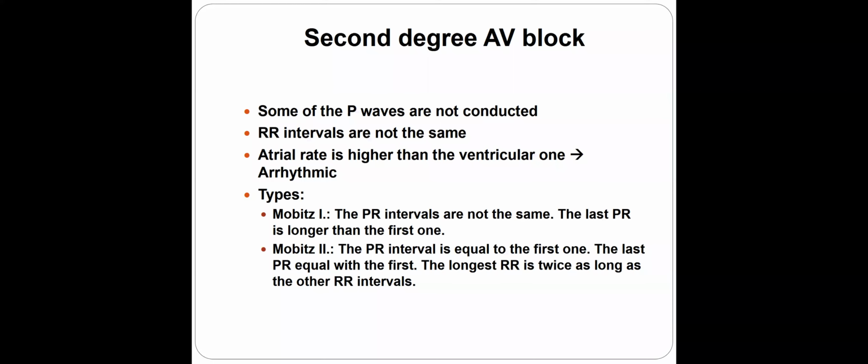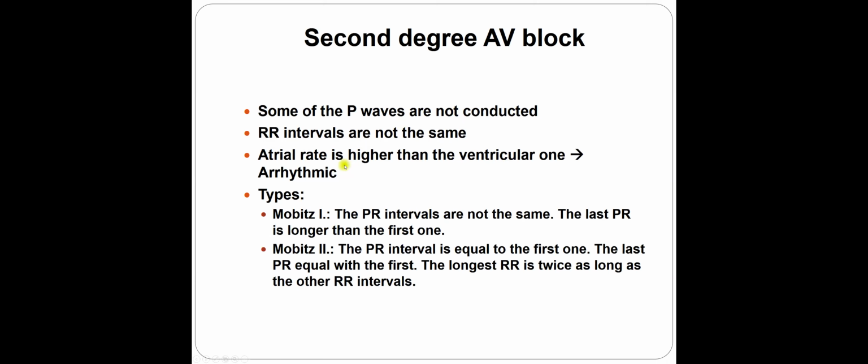Okay, now let's see the second degree AV block. By definition, we said that second degree means that some of the P waves are not conducted. So it means that we have normal PP intervals. However, there are some P's not followed by QRS. So the RR intervals are not the same. The RR intervals are changing. The atrial rate is higher than the ventricular one. Yes, it's true. This is why we have arrhythmia.